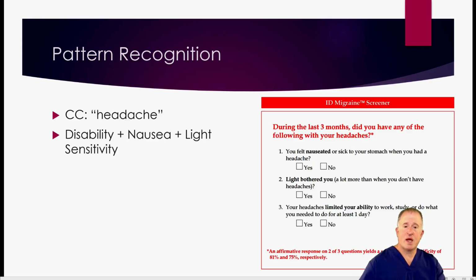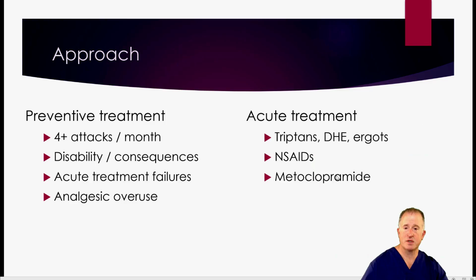And this pattern is recognized in this formal tool called the ID Migraine Screener, which asks those three questions. Nausea? Does light bother you? Does your attack limit your ability to work? And if a patient answers affirmatively to two of those three questions, there is a sensitivity of 81% and a specificity of 75% for the diagnosis of migraine. Again, three simple questions. You pretty much have your diagnosis in hand, and you can get on with helping the patient.